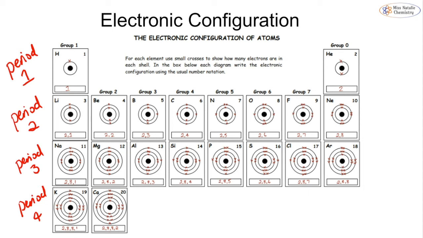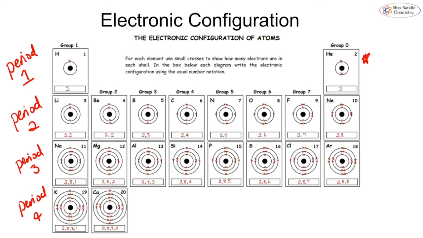The only exception is helium, which is in group 8. All of the rest of the noble gases have 8 electrons in their outer shell. Helium only has 2 because it only fills that first shell. So that's the one exception. Everything else, whatever the group number is, tells you the number of outer electrons.